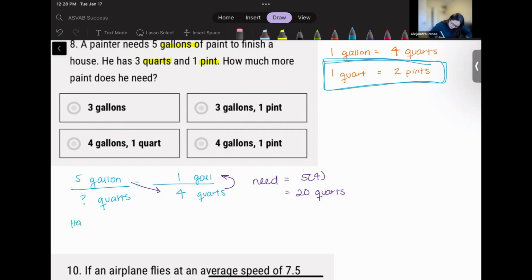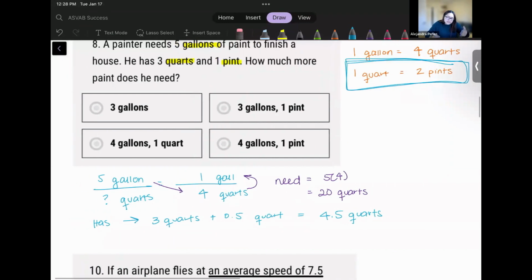He has 3 quarts and 1/2 of a quart. So in reality, he has 4.5 quarts. So the question is, how much more does he need? Well, he needs 20. He already has 4.5. So let's subtract that. I'm going to add a 0 here because I'm going to need it. I have a question. How did you get 4.5 quarts? I'm sorry, it's 3.5. You're right. Thank you for that.